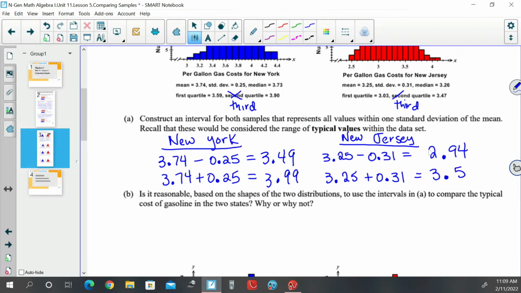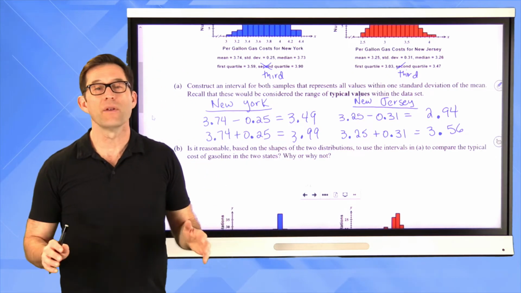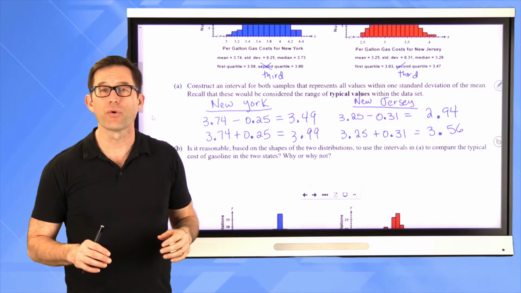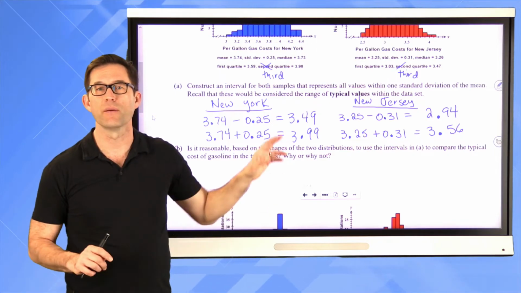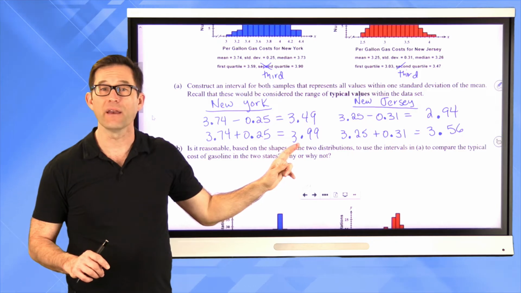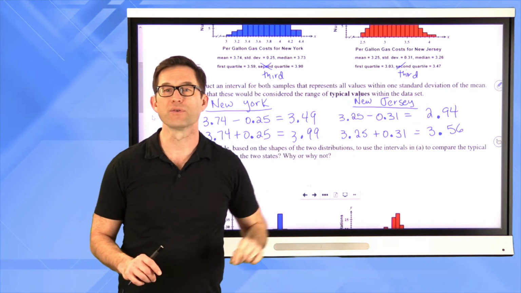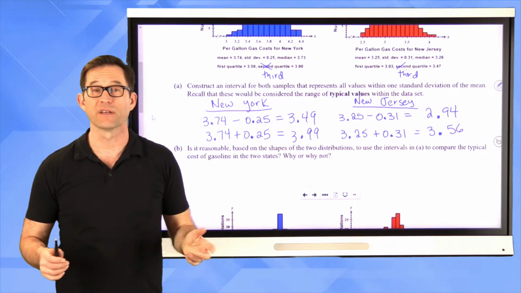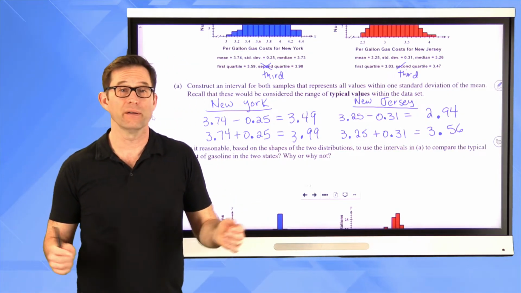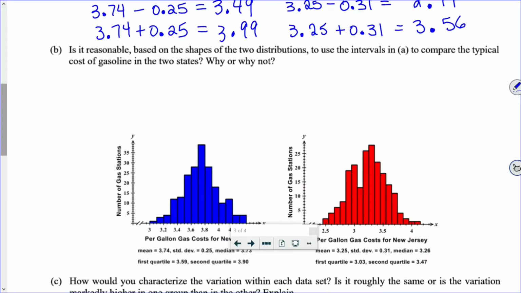All right. So again, important to be able to think about these and understand what they're telling us, right? What we're saying is that not all, but a good two-thirds of all gas prices in New York are going to be between $3.49 per gallon and $3.99 a gallon. And in New Jersey, they're going to be between $2.94 a gallon and $3.56 a gallon. All right, excellent. So, letter B.